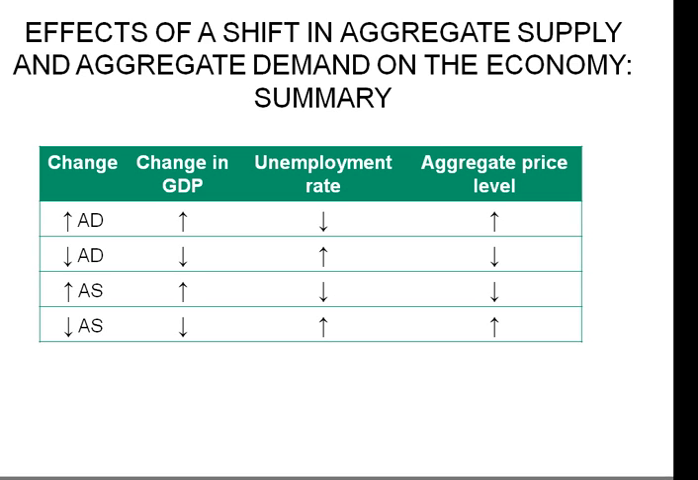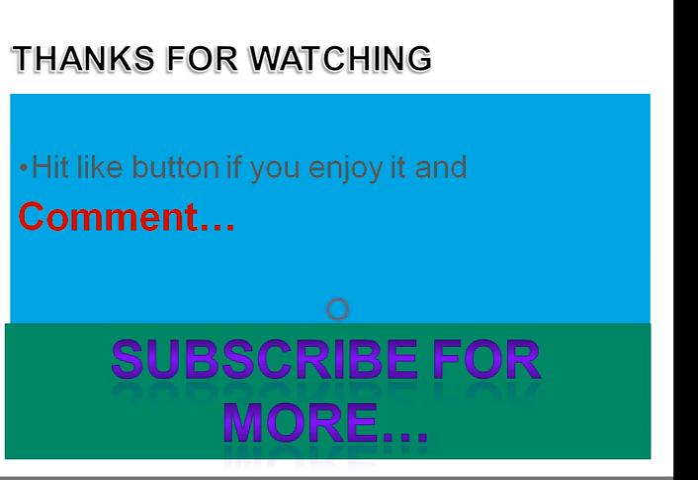Aggregate supply is the other way around. If it increases, GDP level increases, unemployment decreases and price level decreases. If aggregate supply decreases, GDP is decreasing, unemployment increases but the price level also increases.